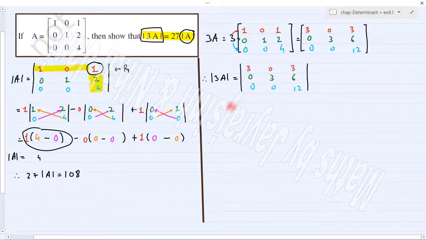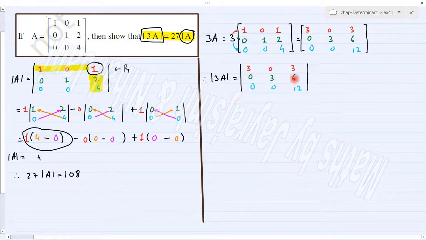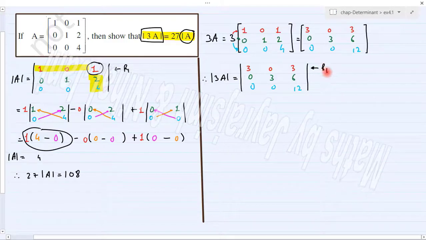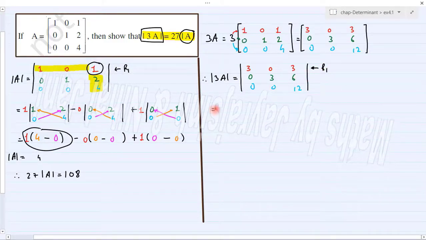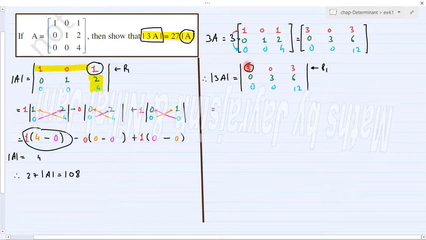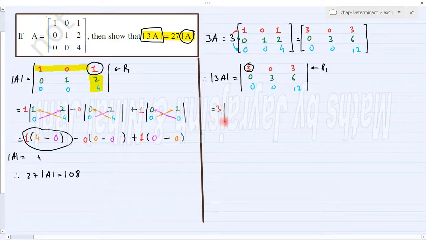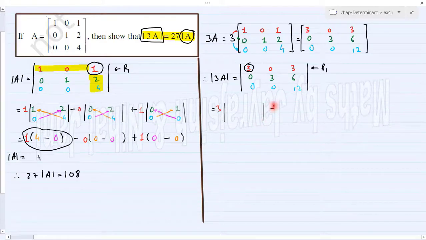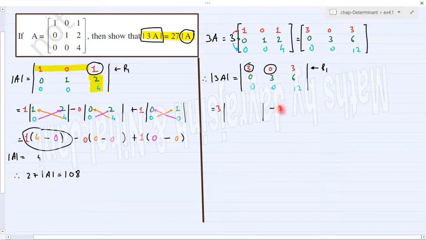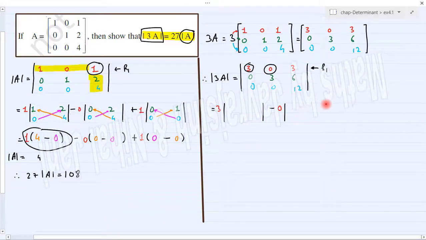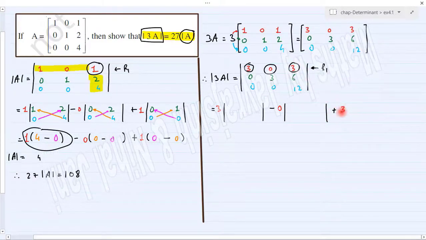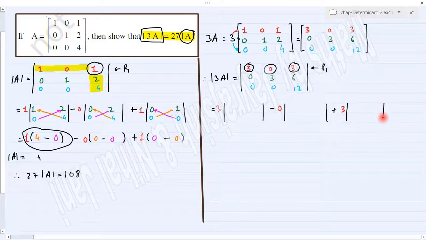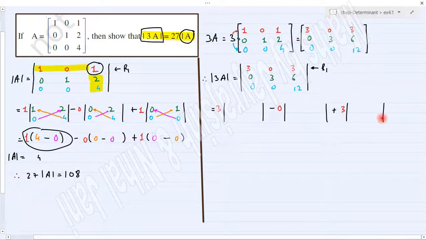So we have a 3 cross 3 determinant. Let's expand with respect to the first row. So we have to write down the elements and multiply with their minors. The first element is 3, then space for the minor, and minus second element, which is 0, plus last element, which is 3. Now let's fill these determinants.